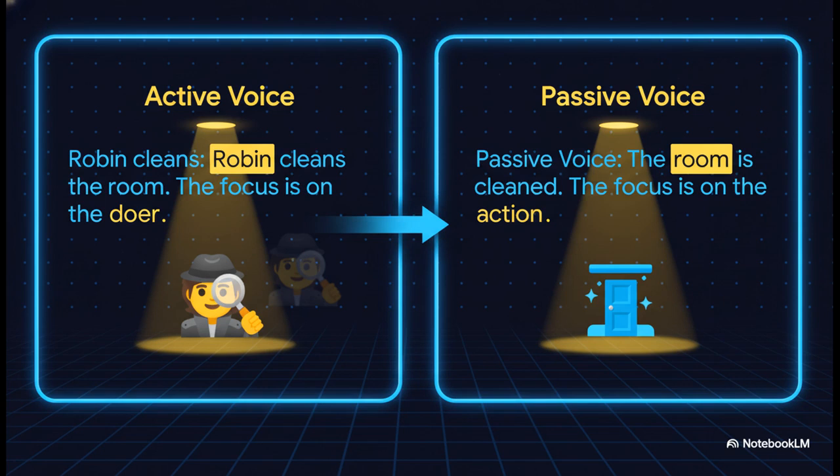Over on the left, we have the active voice. Robin cleans the room. Super simple. Who's the star of the show here? It's Robin, right? It's all about the person doing the action. But now, look over at the right, the passive voice. The room is cleaned. Poof! Suddenly, Robin's vanished from the main scene. And what are we focused on? The clean room. The result is the important thing now.